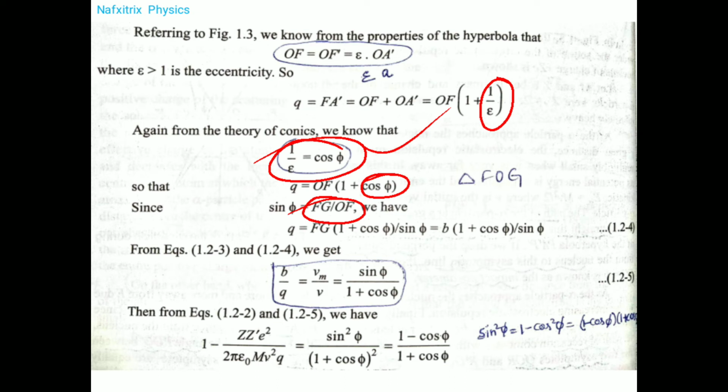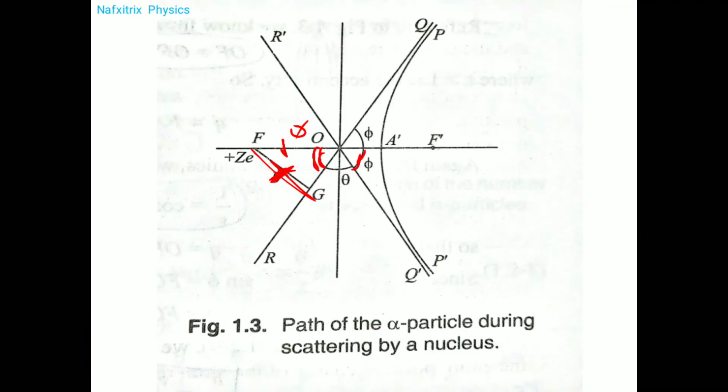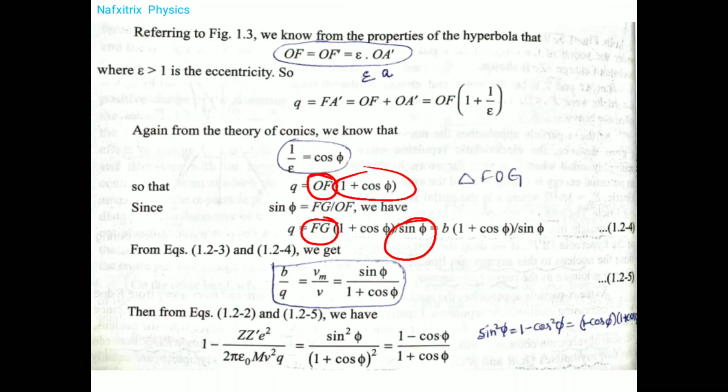In the place of OF, if we send OF to that side it would multiply, and sin phi to this side it would get divided. So OF is nothing but FG by sin phi. In the place of OF it is replaced with FG by sin phi, and 1 plus cos phi would remain as usual. And here FG is nothing but b, the impact parameter. So we get impact parameter times 1 plus cos phi by sin phi.